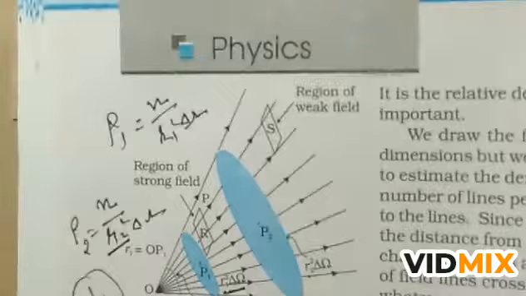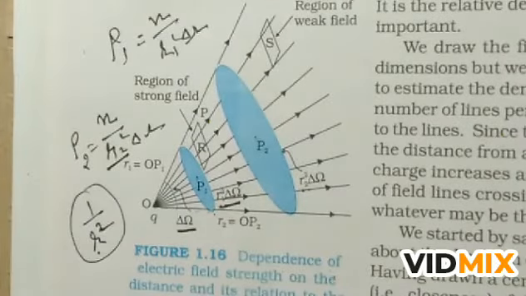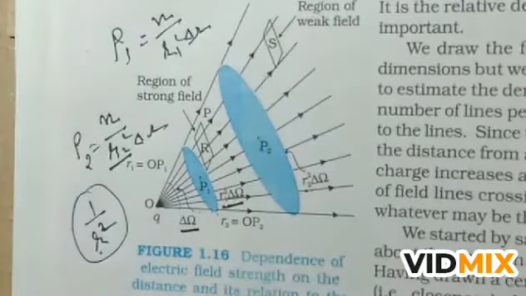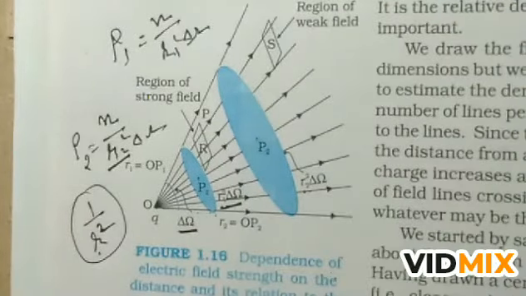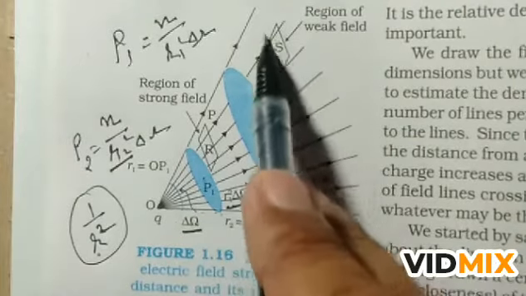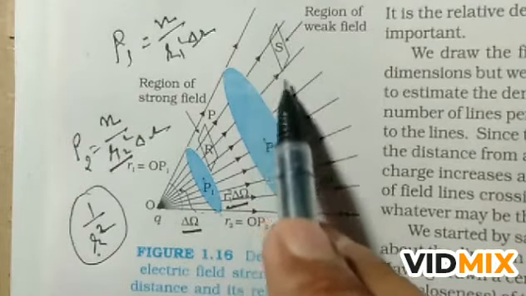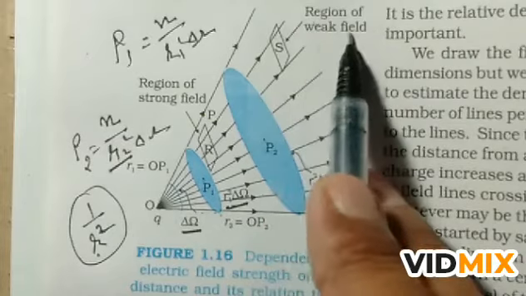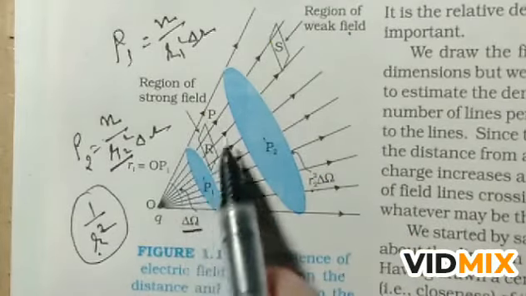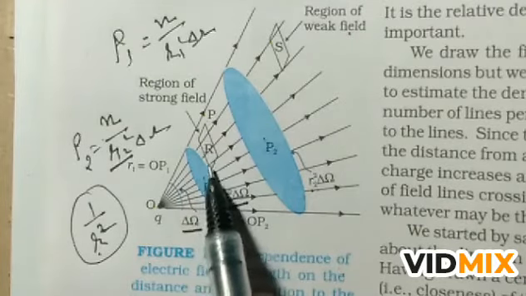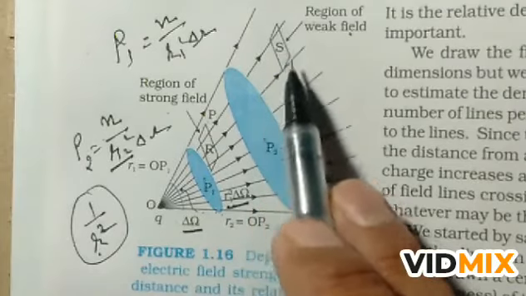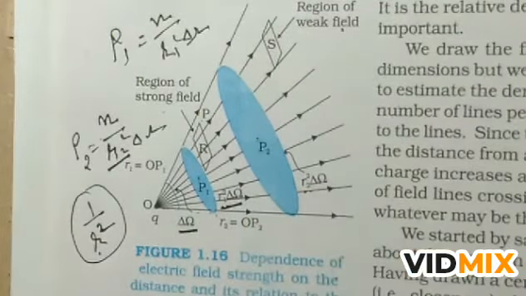If you see in this diagram here also, the number of lines passing through this area and through this area is less here. So we can say the electric field is strong here, and this is the region where it is weak. So this is the region of weak electric field, and this is the region of strong electric field. So we can say where the number of lines is more, the density of lines of force is more, the field is strong, and where the number of lines of force is less, the field is weak over there.